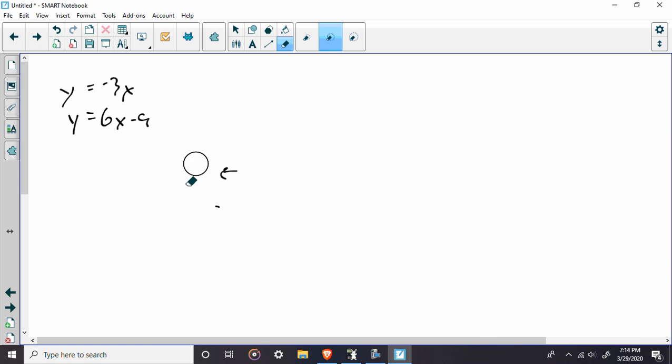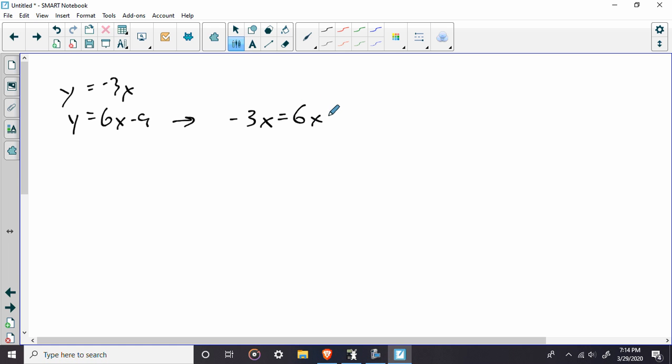What's going to change for some of the examples that we're looking at is this. I'm going to substitute in for y. Everywhere I see a y, I'm going to replace it with what's over here. The difference is that we're going to have an x in what we substitute. So I'm saying y is equal to negative 3x. So everywhere I see a y in my second equation, I can replace it with negative 3x. So in this equation, what am I going to say? Well, it's not y anymore. It's negative 3x is equal to 6x minus 9.